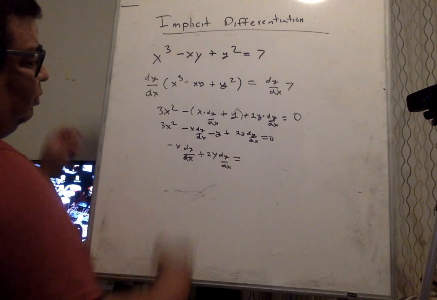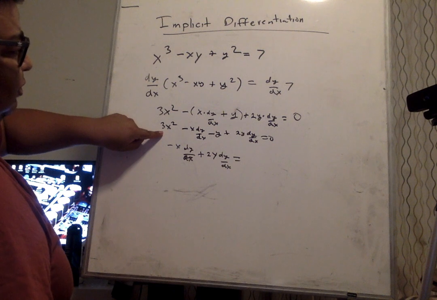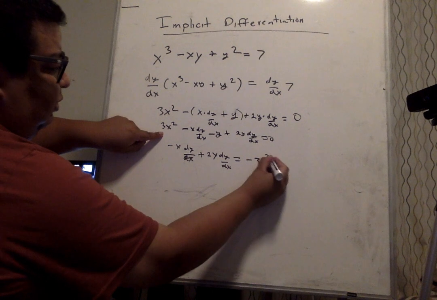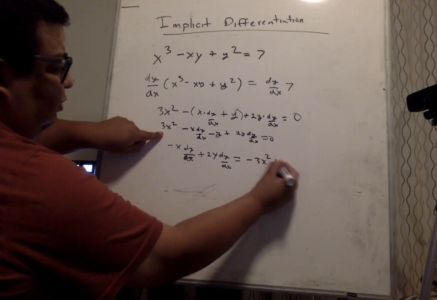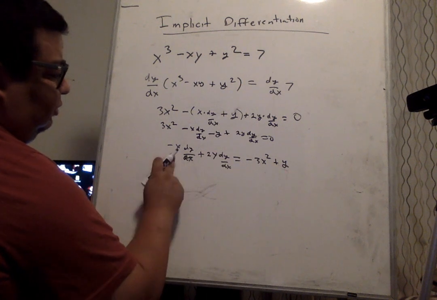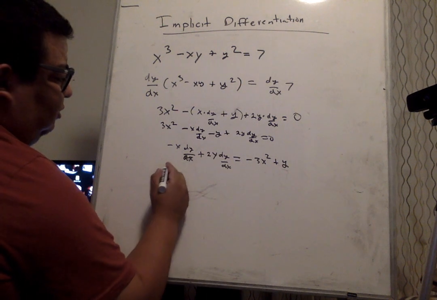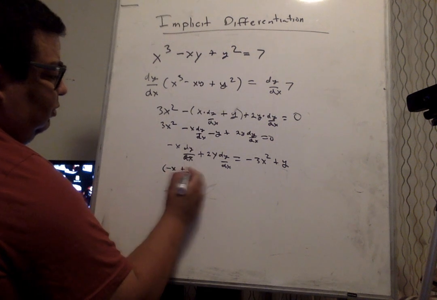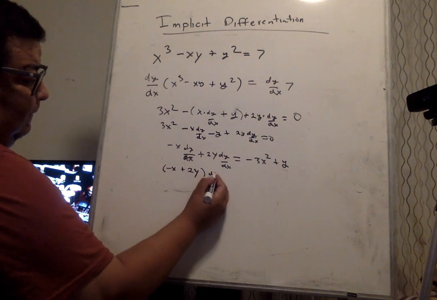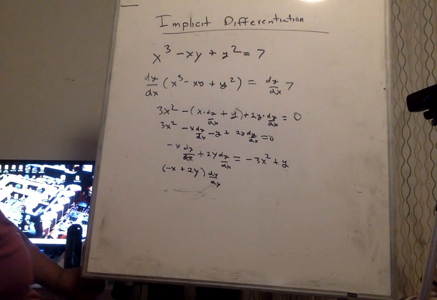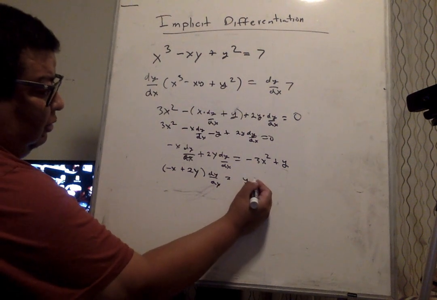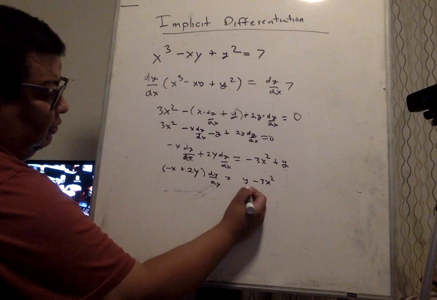equals, we're gonna move this one to the other side and this one to the other side, minus 3x squared plus y. Then we're gonna factor out dy/dx, so it's gonna be minus x plus 2y times dy/dx equals y minus 3x squared.